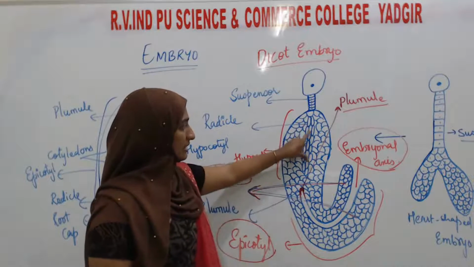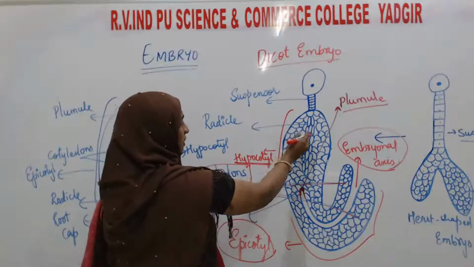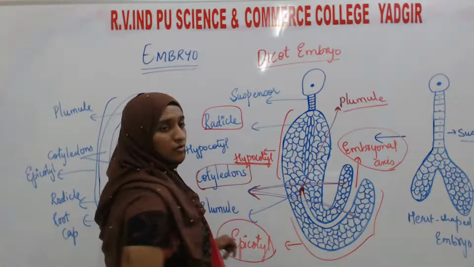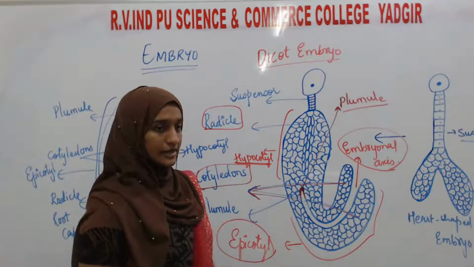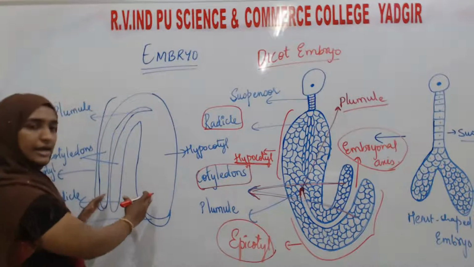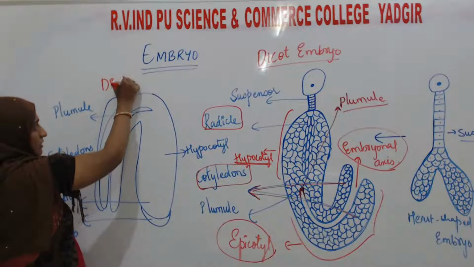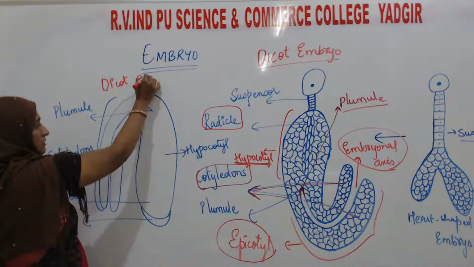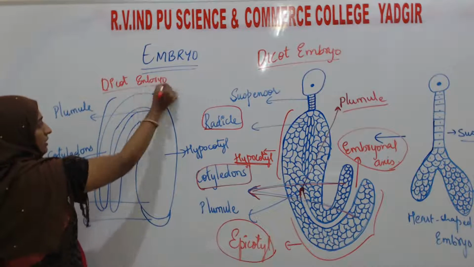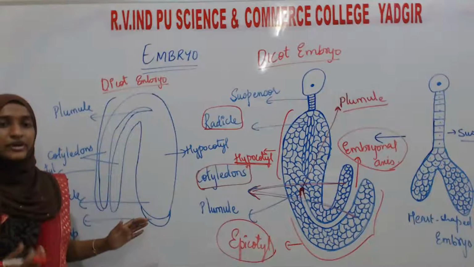Okay, and here some cells are there. Those cells are forming a radical. What is it? That is the radical. In a simple way, here I had drawn a dicot embryo. This is also one of the dicot embryos, where you can see clearly the different parts.